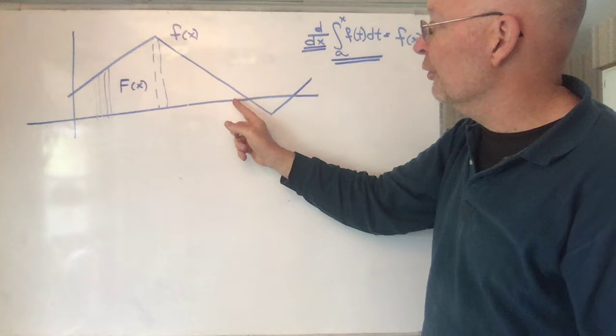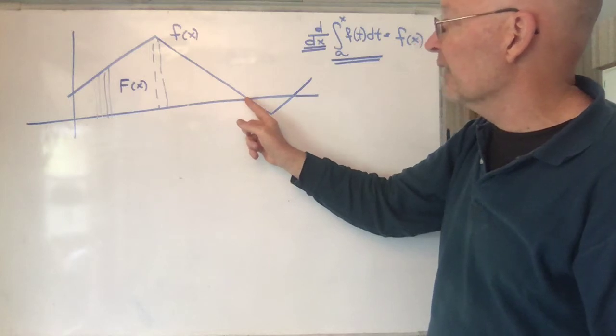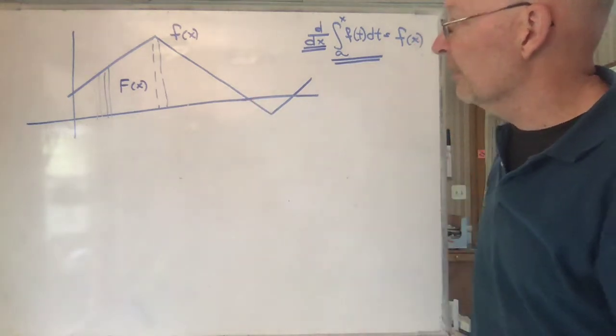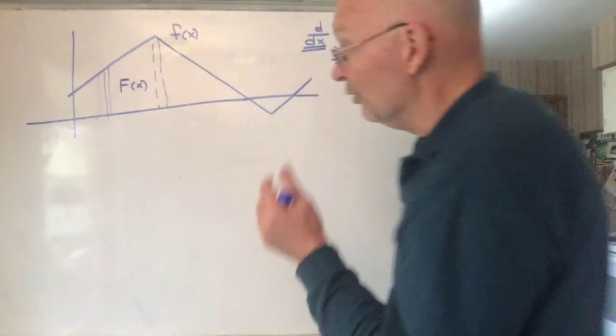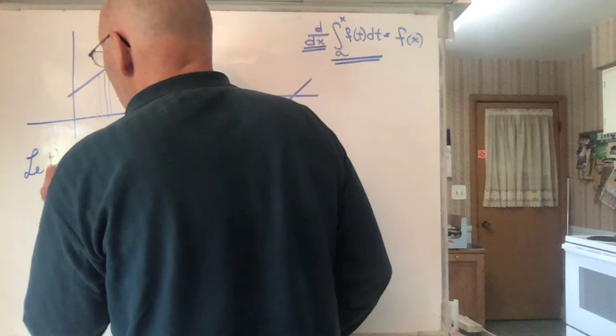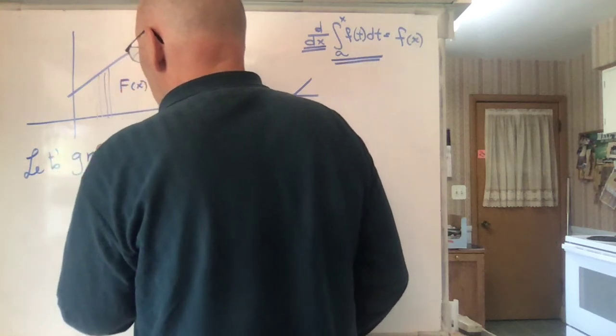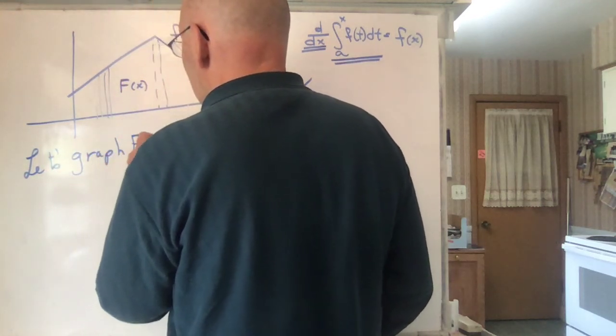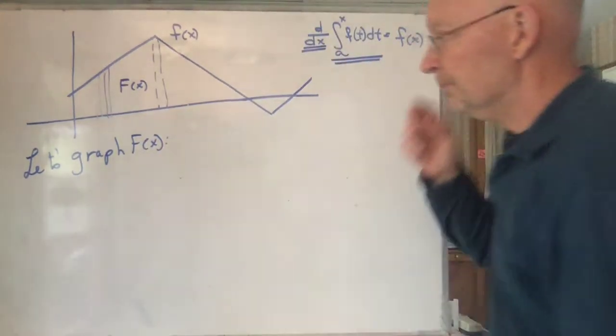From here to here, you're still gaining land. Now you're giving it up, okay? So if we wanted to, we could even say, let's graph capital F of x. Okay, let's graph it.